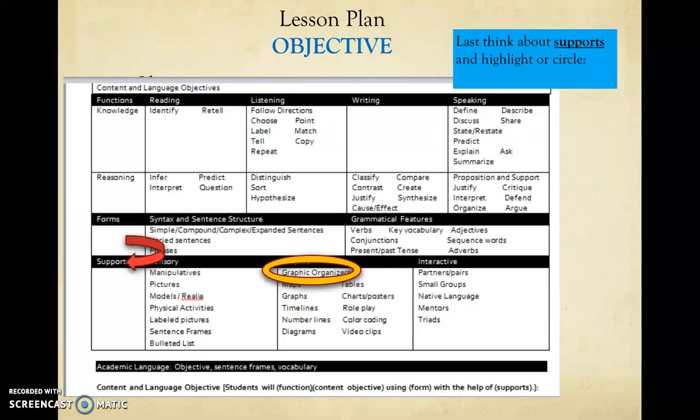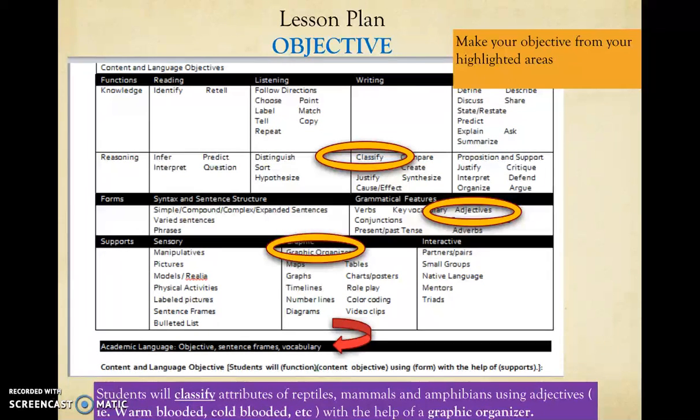Finally, you're going to think about supports. We've organized these with graphic, sensory, and interactive. These are ideas that you can use below. With any piece of this help sheet, if your function or grammatical feature or support isn't on here, simply add it. So once you've determined the main support in your lesson, circle or highlight it. Now you should have 3 pieces circled. This will make it very easy for you to write your language objective.